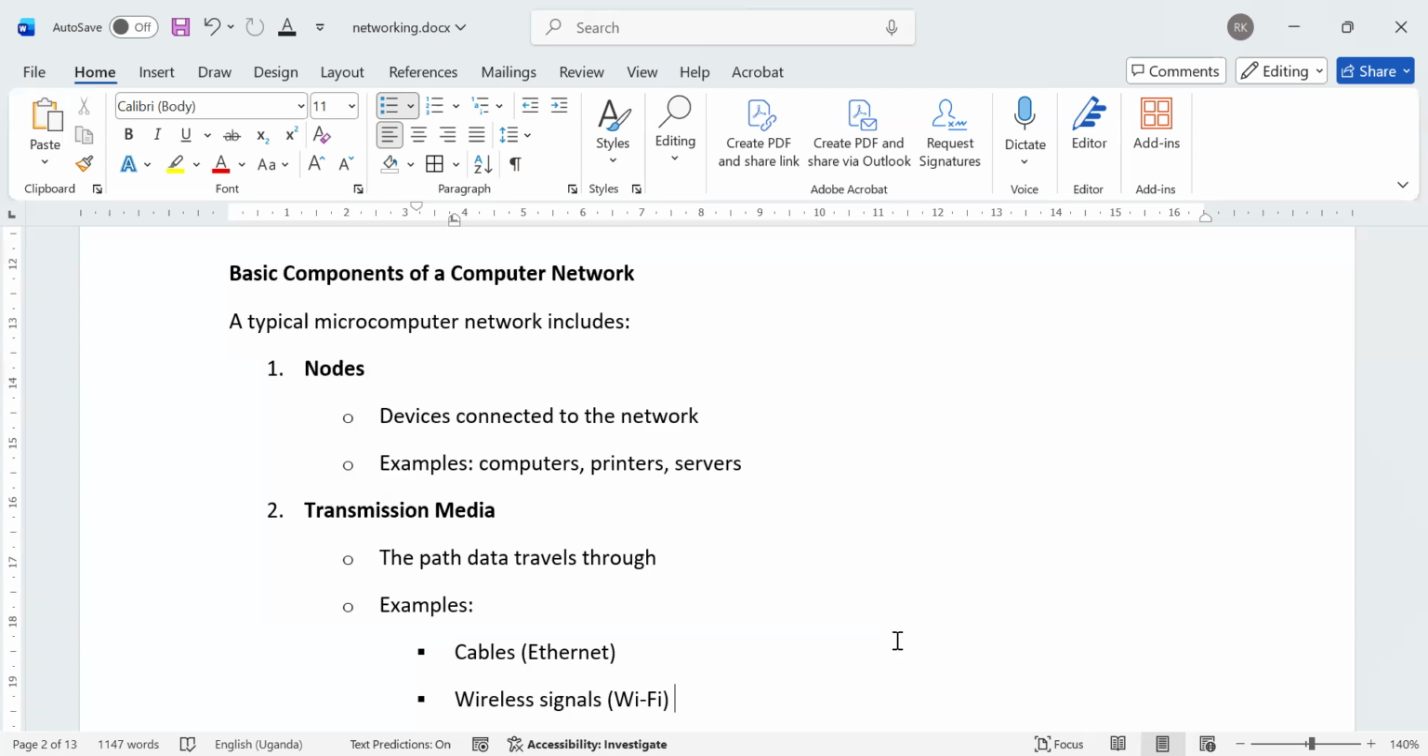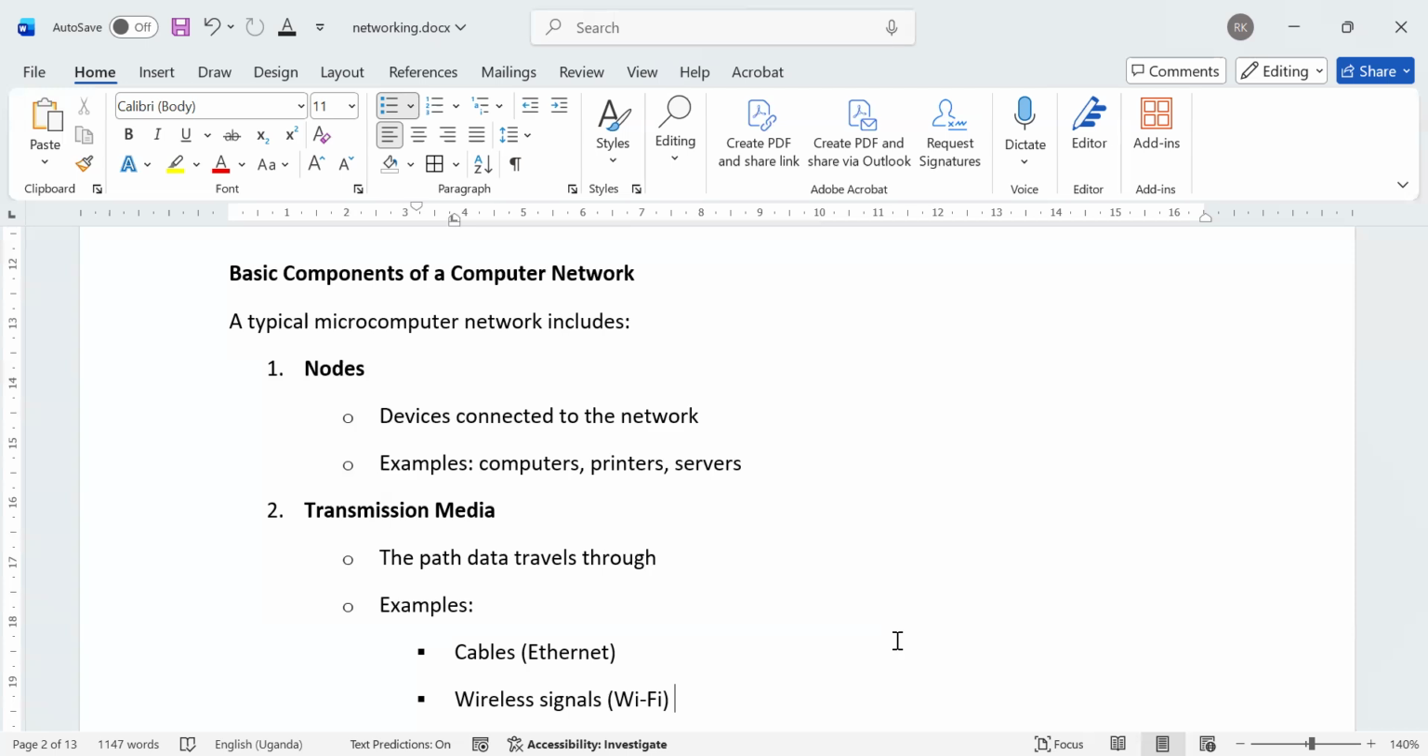And the term node means any device that is connected on a network. It could be a computer, a laptop, a TV, a fridge, or your CCTV camera. So the term node is a broad term to mean anything that is connected on a network. Devices connected to a network are referred to as nodes. Examples are computers, printers, servers, phones, cameras, and so on.